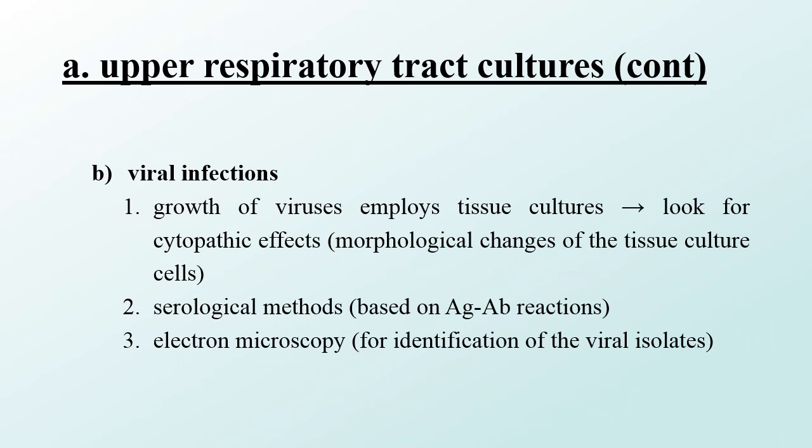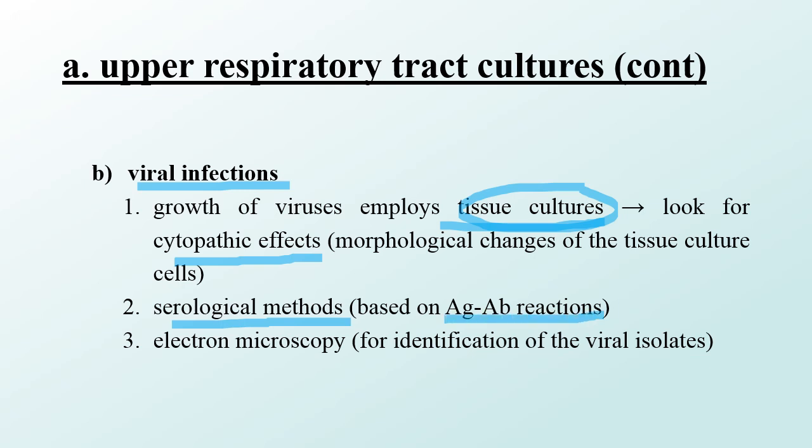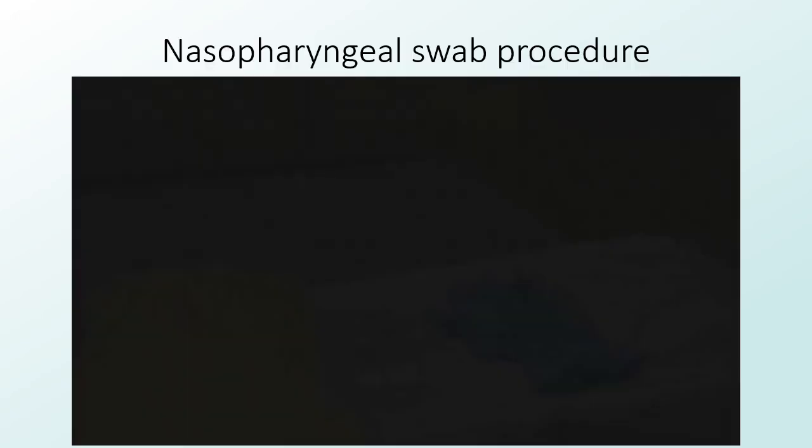On the other hand, if it's a viral infection, the growth of the virus will need tissue cultures. So what we usually do is the cotton swab, which has already been swabbed on the upper respiratory tract, will be transferred into the cell culture or tissue culture, and then we look for cytopathic effects. Some people also use serological methods, which are based on the antigen-antibody reaction, as we learned in antibody titers. Some well-equipped laboratories will also do electron microscopy, to identify the viral isolates under the microscope. The sampling of the upper respiratory tract is known as the nasopharyngeal swab procedure.